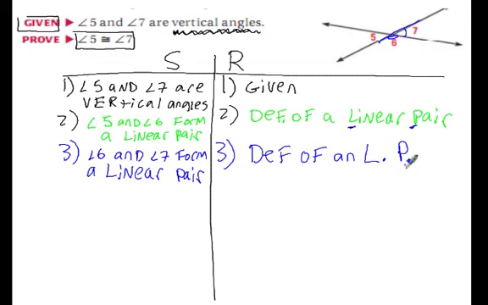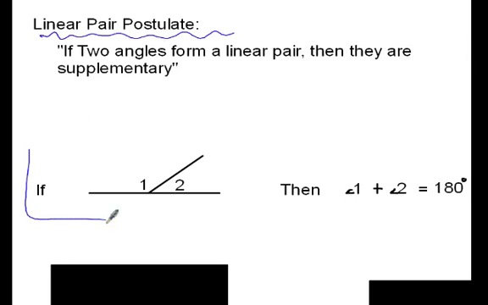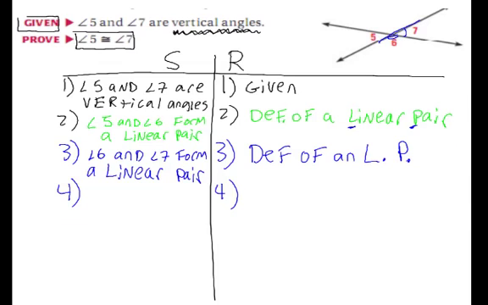Step 4. Well, what do we know about linear pairs? Don't you remember that the linear pair postulate said that if they're a linear pair, then they're supplementary and they add up to 180 degrees?